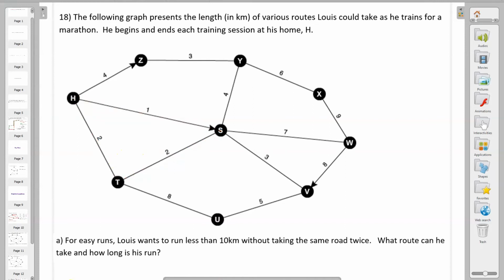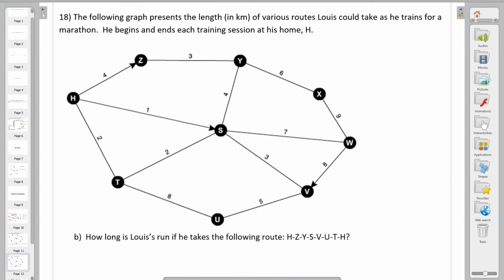We might suggest that Louis run that same route backwards by going H to T, T to S. The problem is when he tries to go S to H, he's going back against a directed edge, so he can't go that route. So running the route backwards isn't a possible solution. As a result, we would say that the route for Louis is H, S, T, H. And it's 5 kilometers.